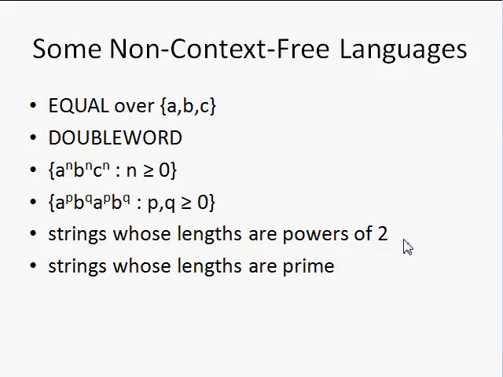If your string lengths have to be powers of some kind, powers of 2 or powers of 3, or if some count, like your count of A's, has to be a power of some kind, that is not a context-free language. We need a Turing machine to recognize those, and prime is even harder than powers, so we need a Turing machine to recognize strings whose lengths are prime or the number of A's is prime.